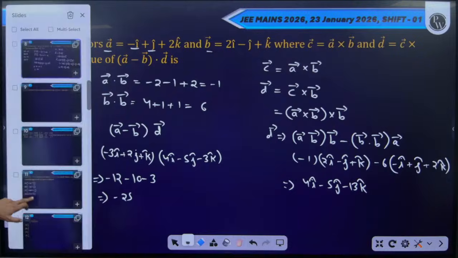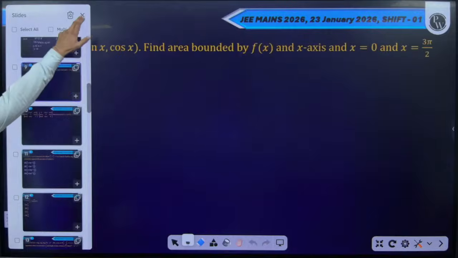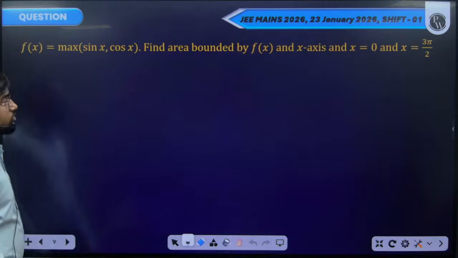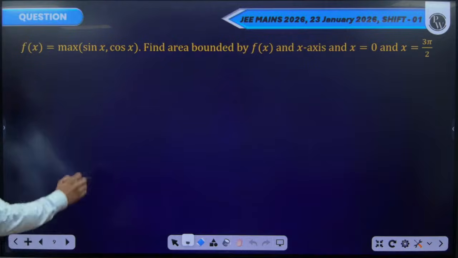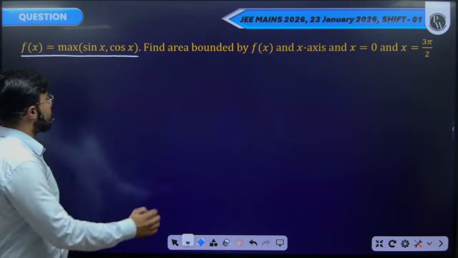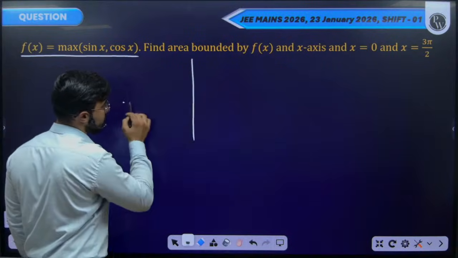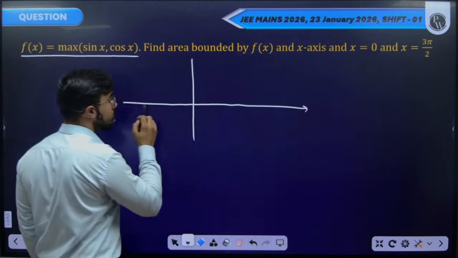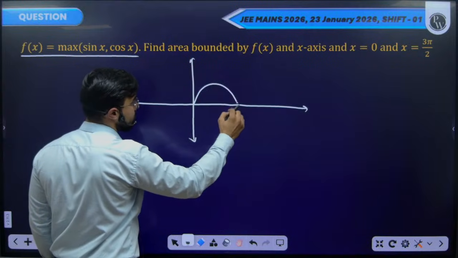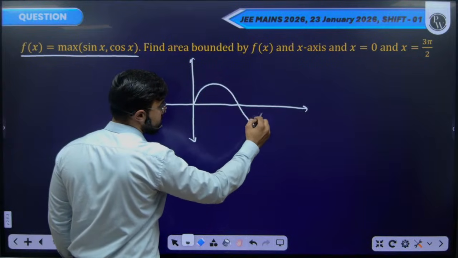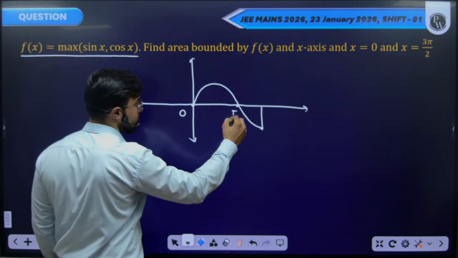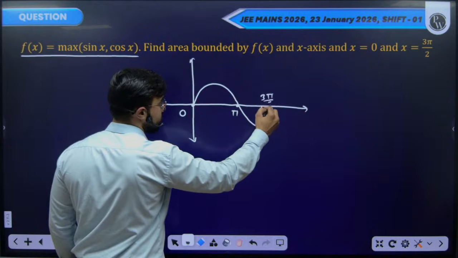Now see, let's do one more question. This question is from application of integrals. So how do we find out the graph of this one? f(x) equals the maximum of sin x, cos x. So first we have to find out the maximum of sin x and cos x from 0 to 3 pi by 2. So first draw the graph of sin x from 0 to 3 pi by 2. So this much is the graph from 0 to 3 pi by 2 for the sine graph. This is 3 pi by 2.